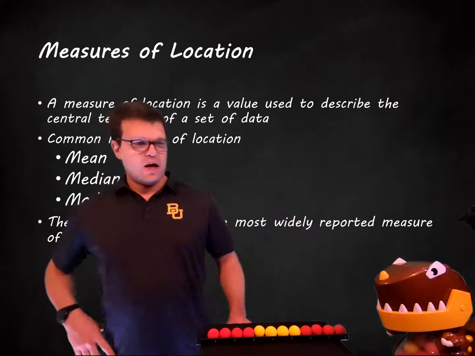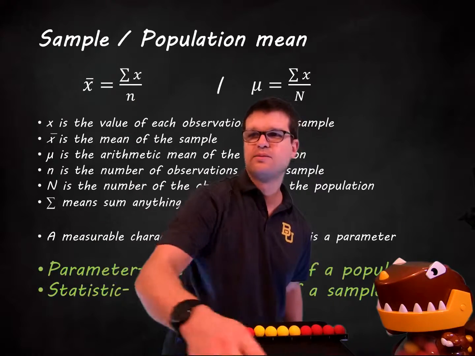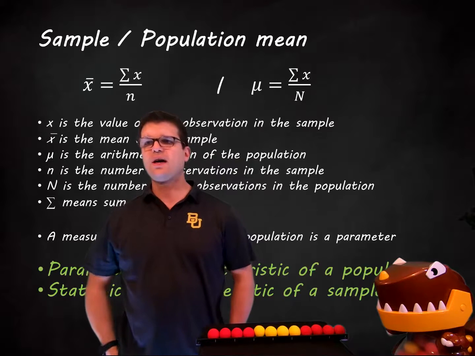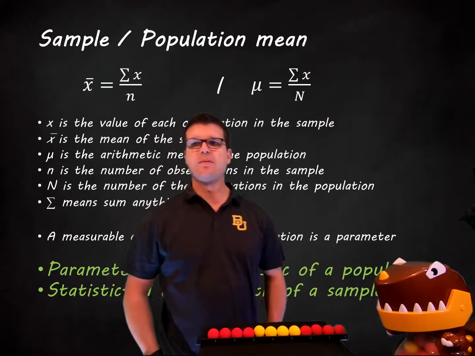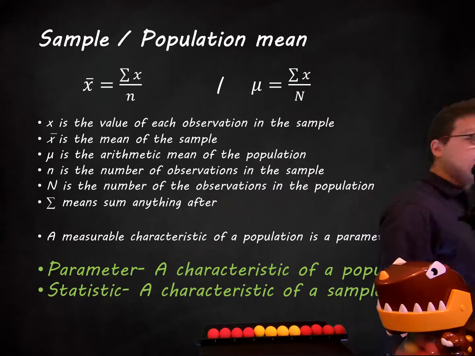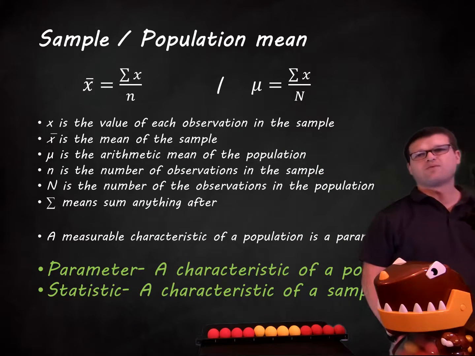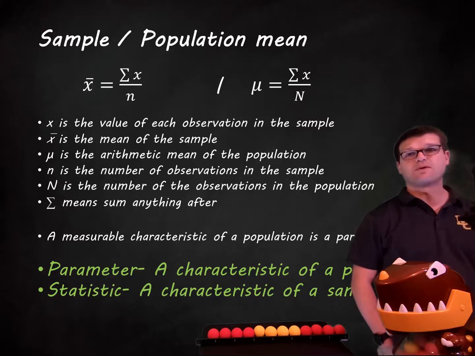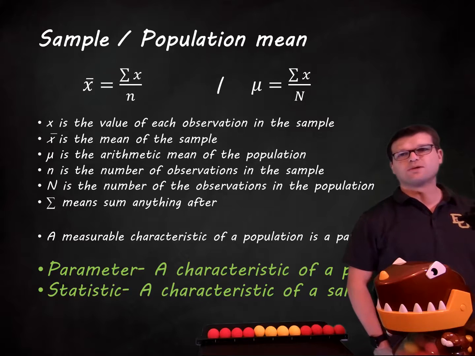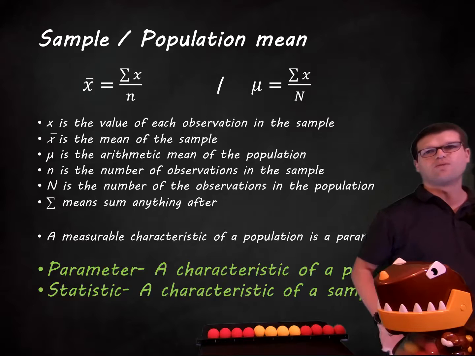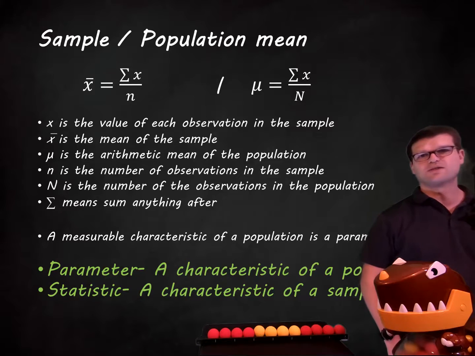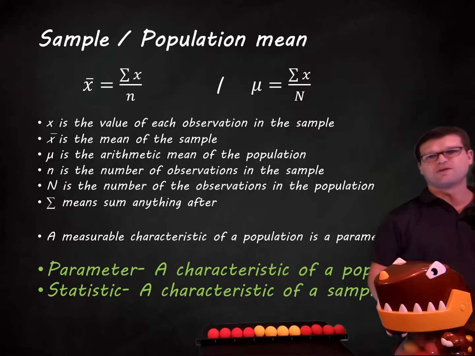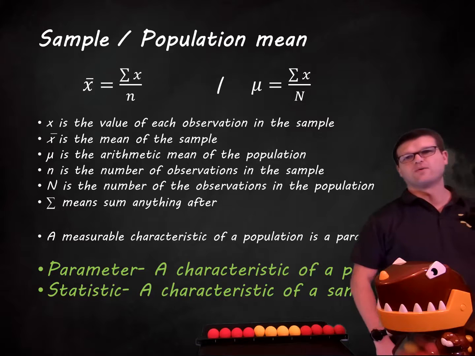And so we've got a formula here. We've got the sample and the population mean. They're pretty much the exact same thing. Once again, when we have the population, we're using Greek letters, and then when we have a sample, we're using just normal English notation. And so you can see that's how the formulas are written.